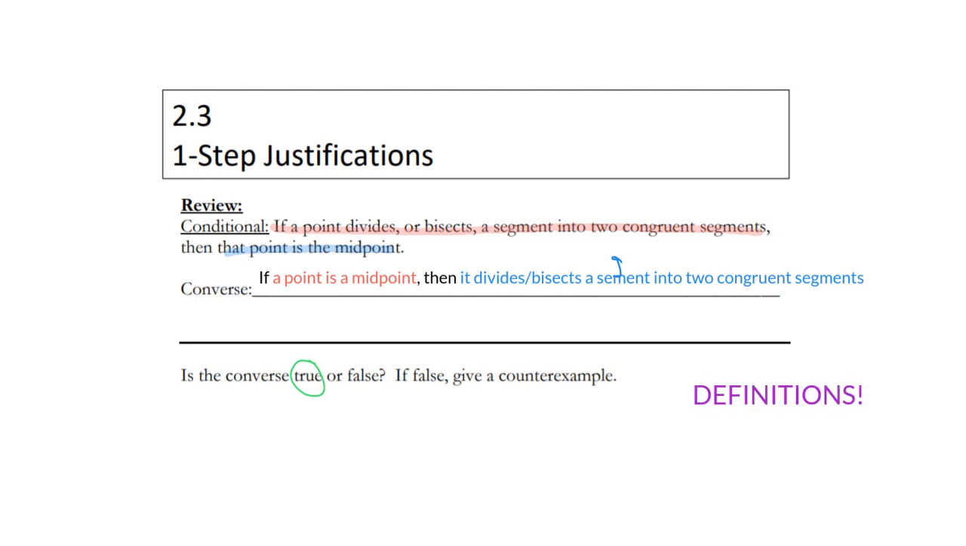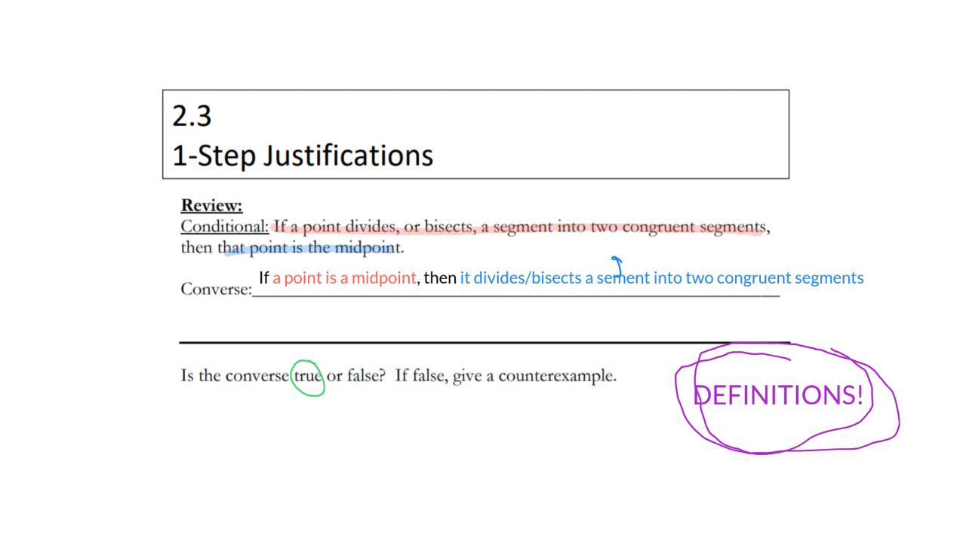So what we're going to see in this lesson a lot is that if we have a conditional statement that is true, and that its converse is also true, then we have what's called a biconditional statement, which means that, again, it works both ways, the conditional and the converse. That makes something a definition. If a conditional statement and its converse are both true, then it is actually helping us use or define the word that's being used in the if-then statement.